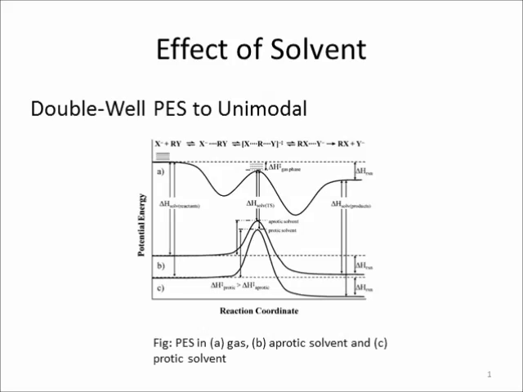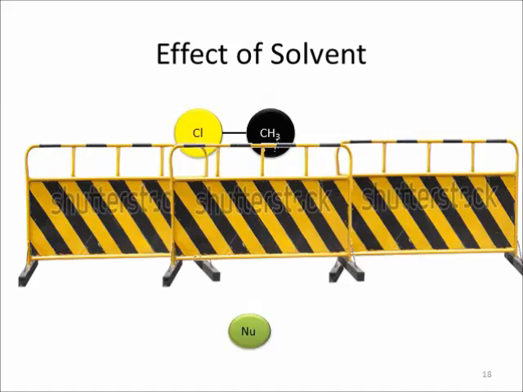What is the effect of solvent on SN2 reaction? In the presence of protic or aprotic solvent, the double well potential energy surface gets converted into a unimodal one with a rise in the energetic barriers. Therefore, the solvent acts as a sort of barrier between the nucleophile and the substrate.